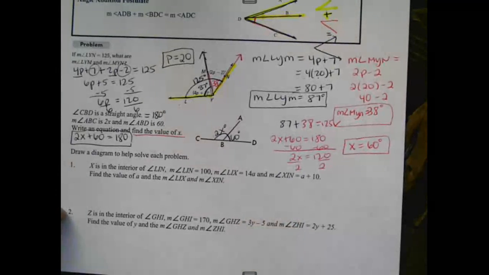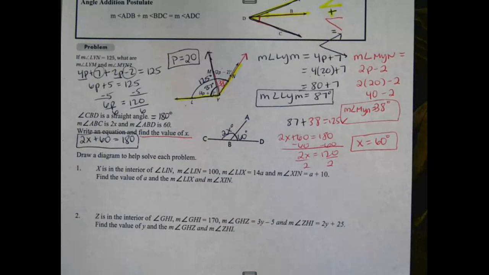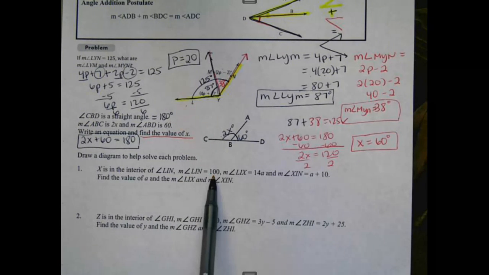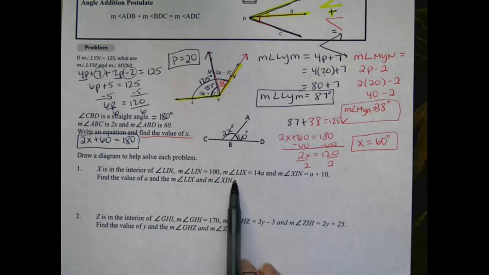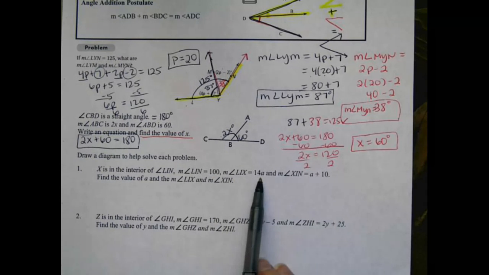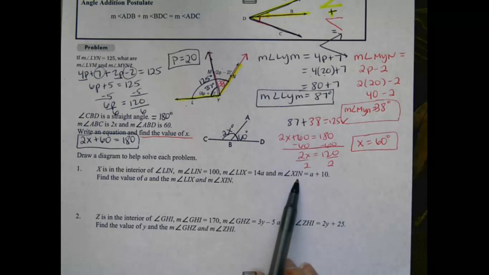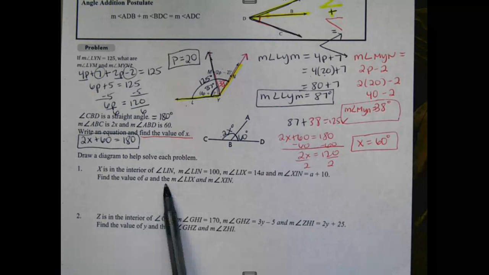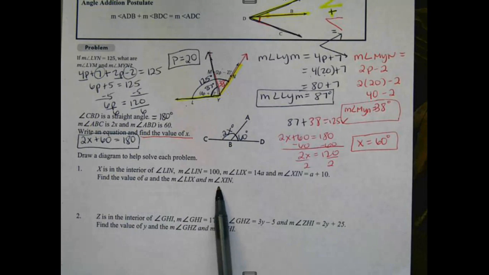Okay, these last two problems here, they want us to draw a diagram to help solve each problem. So let's go ahead and read it first before we draw our diagram. X is the interior of angle LIN. The measure of LIN is equal to 100. The measure of LIX is 14a. And the measure of XIN is a plus 10. We're going to find the value of a and then the measure of both of those angles.